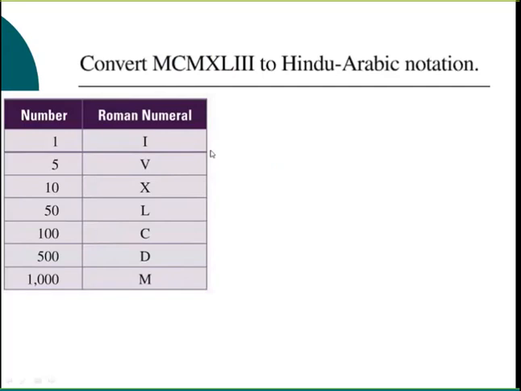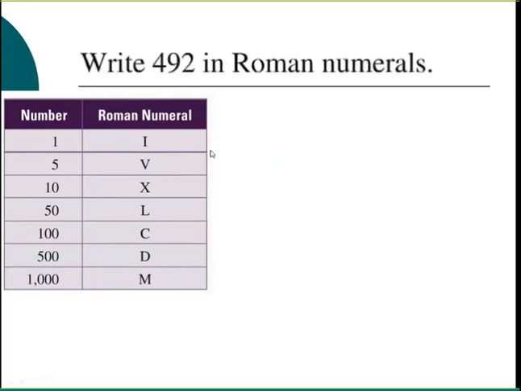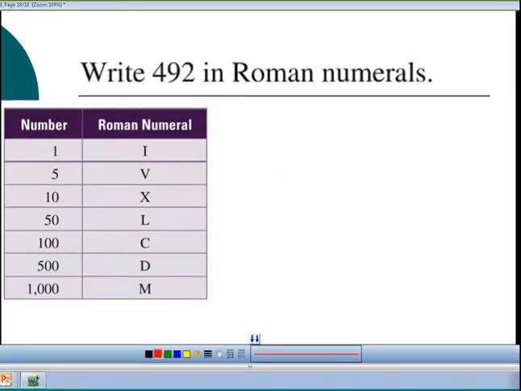All right. So now we're going to go the other way and actually write a number like 492 into our Roman numerals. So here we've got 400, which can be represented with 4 C's, but that doesn't work out very well because it's right less than the D.